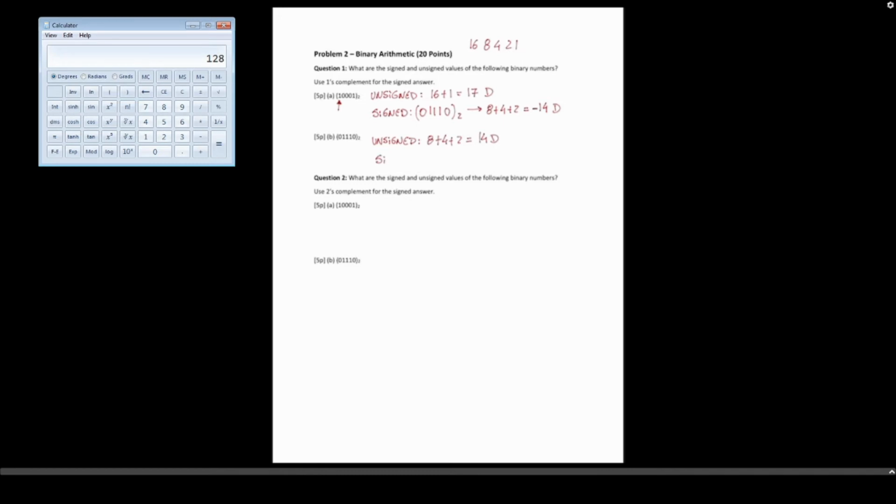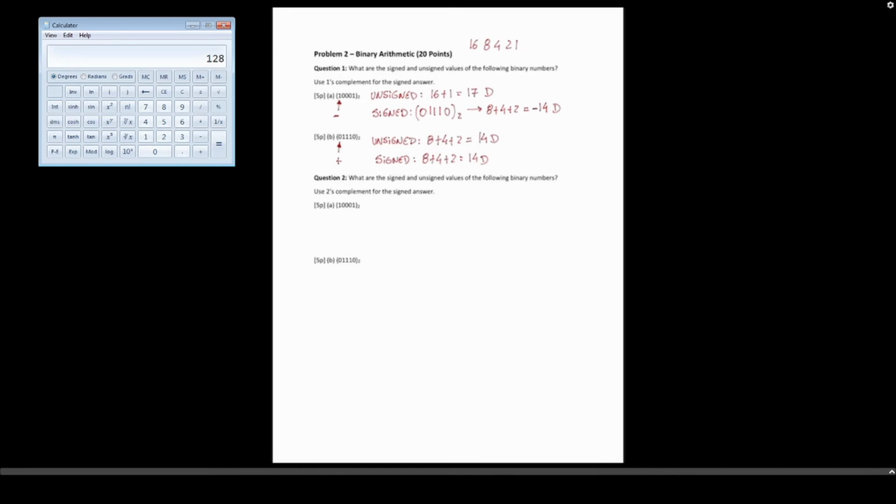But if it's a signed number, my most significant bit is a 0, so it's a positive number. It's exactly the same number. 8 plus 4 plus 2 equals 14 decimal. Because it's positive, I don't need to apply any first complement.